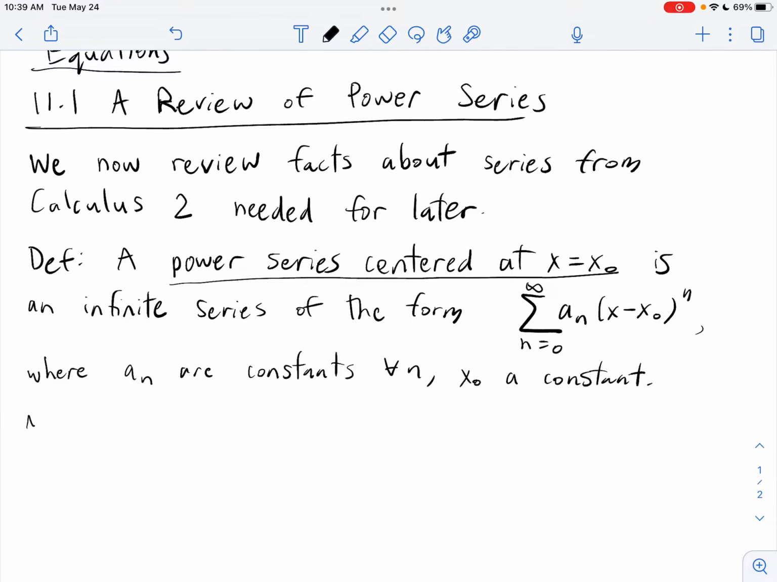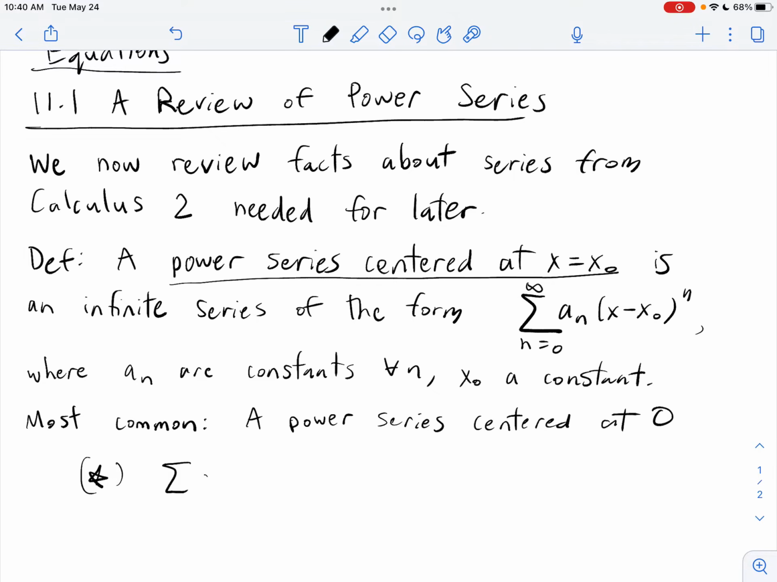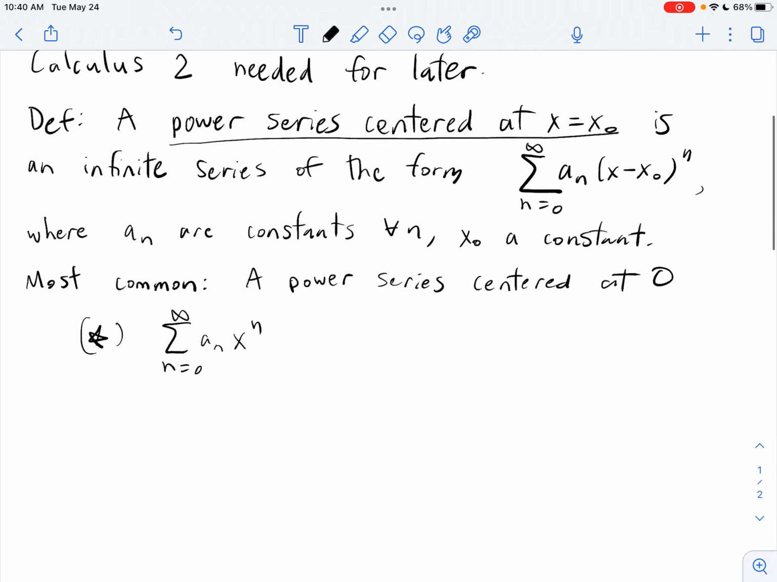Now, the most common thing that you'll be seeing is a series centered at 0. Sorry, it should say power series, really. We're not talking about regular series here, we're talking about power series. So a power series centered at 0, which looks like this. Okay.